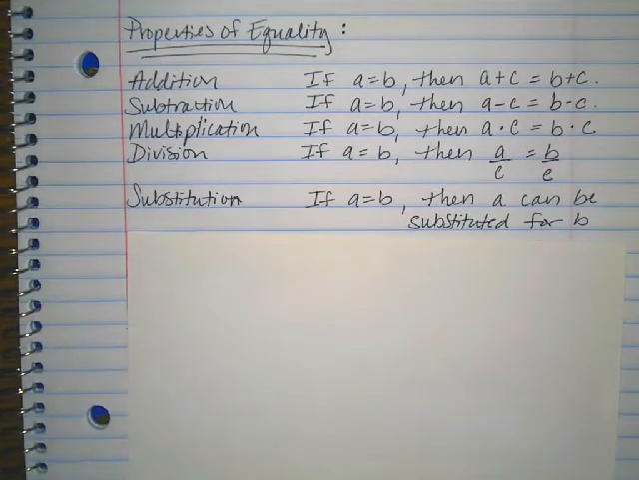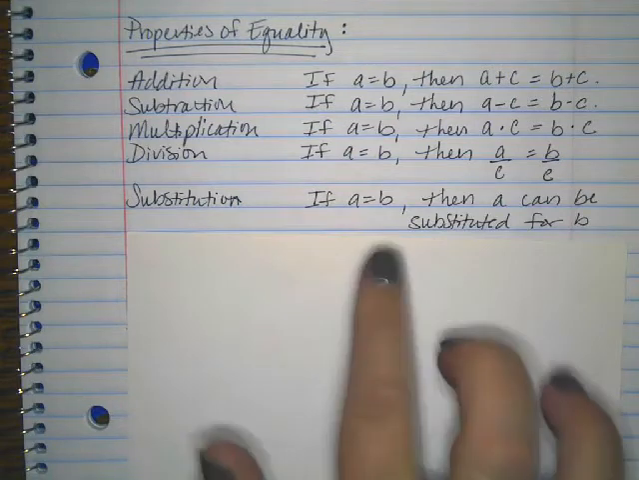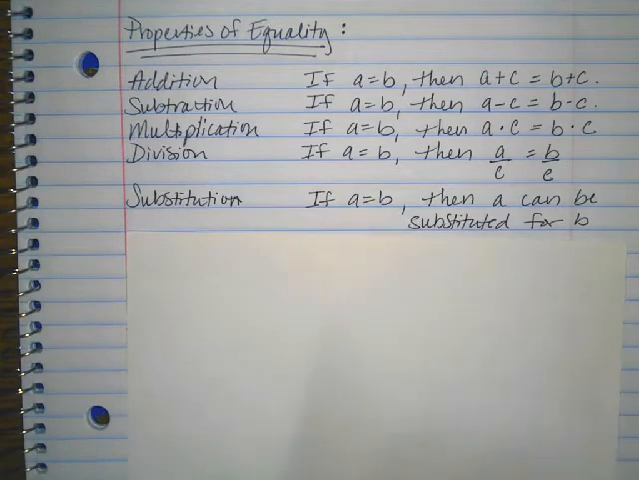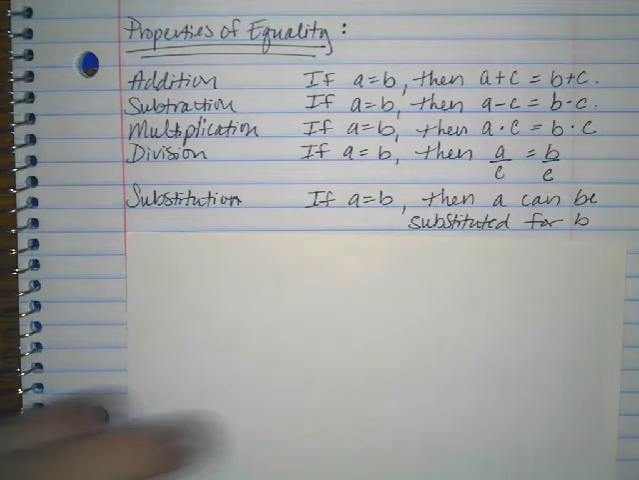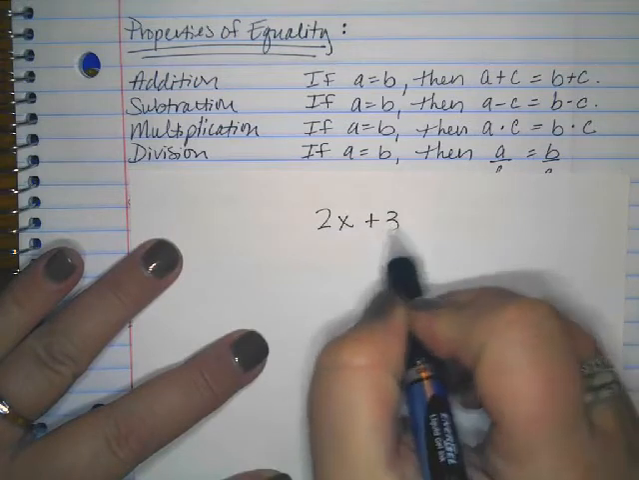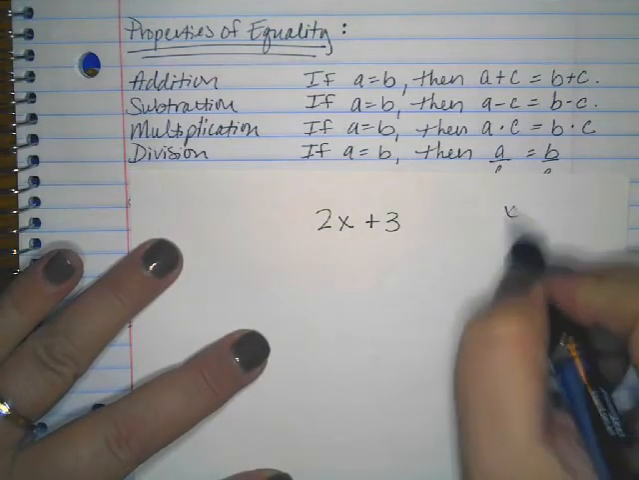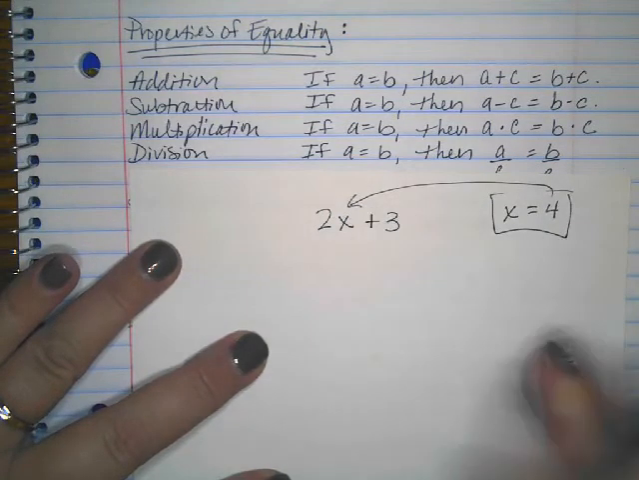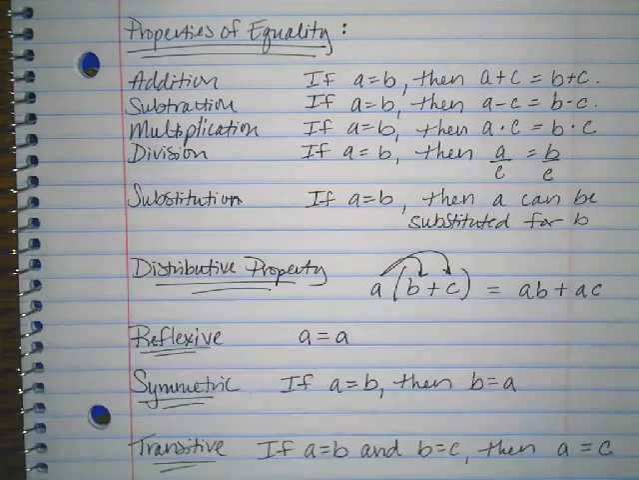The next one is substitution. We've done a lot of this before. It says if I have an equation, so if A equals B, then A can be substituted for B. Since these are equal to each other, I can say A is the same as B, and I can say B is the same as A, which seems like a silly thing, but we substitute a lot. A lot of the substitution we've seen in the past is if they've said there's 2x plus 3 and x is equal to 4, what do you get? And we substitute in.